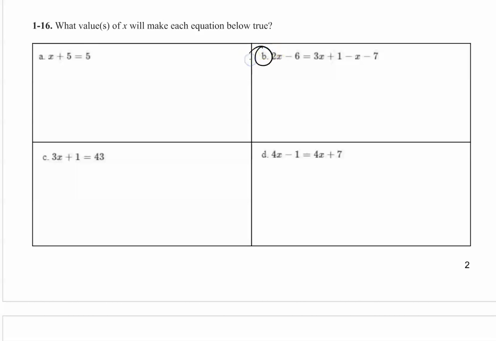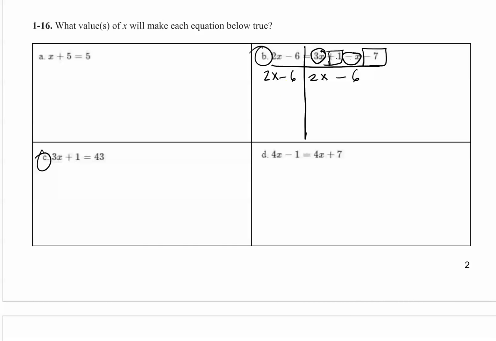1-16. I'll do B, and I'll do C. Okay, so for B, on the left side, 2x minus 6. Those are not like terms. But on the right side, I have a 3x and a minus x. And a 3x minus x makes 2x. I also have plus 1 minus 7. 1 minus 7. It's actually negative 6.